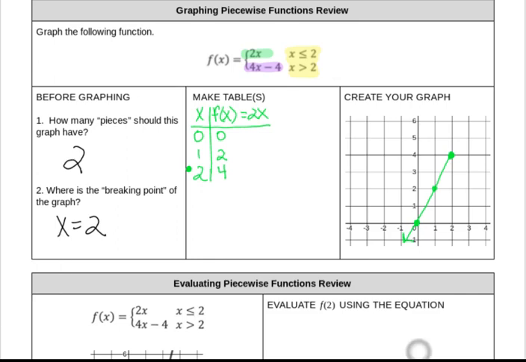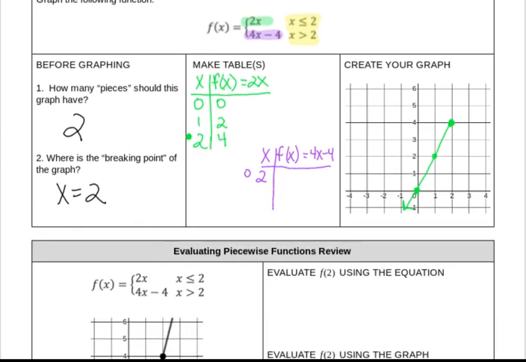Then for the next one, I'm going to do x, and now f of x is equal to 4x minus 4. And now I know that my smallest x value is 2, and it's not going to be equal to 2, so I'm going to have an open circle. So if I go ahead and plug in 2, 4 times 2 is 8, minus 4 is 4. And then, excuse me, I can pick 3. So 4 times 3 is 12, minus 4 is going to be 8.